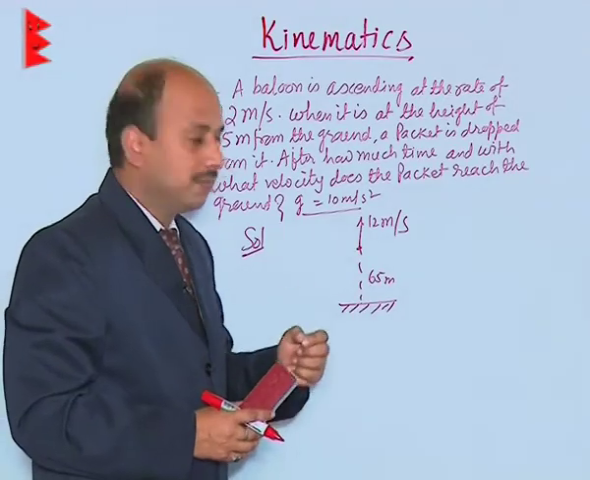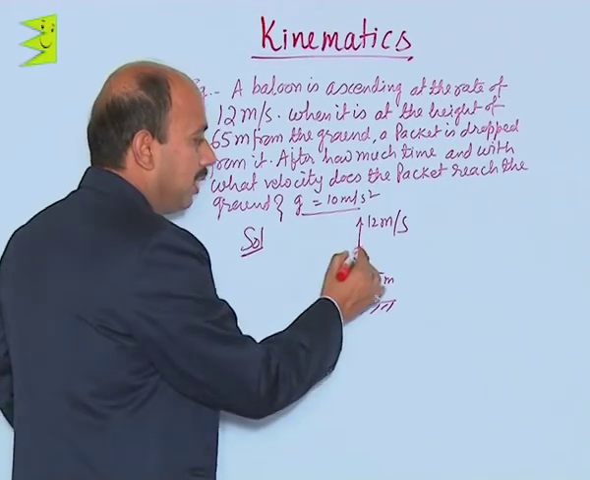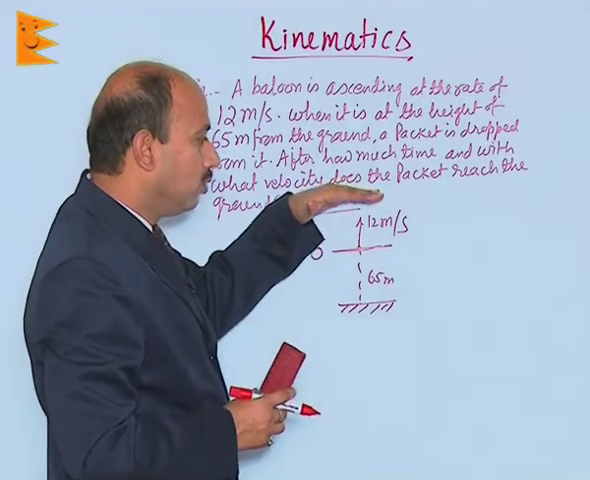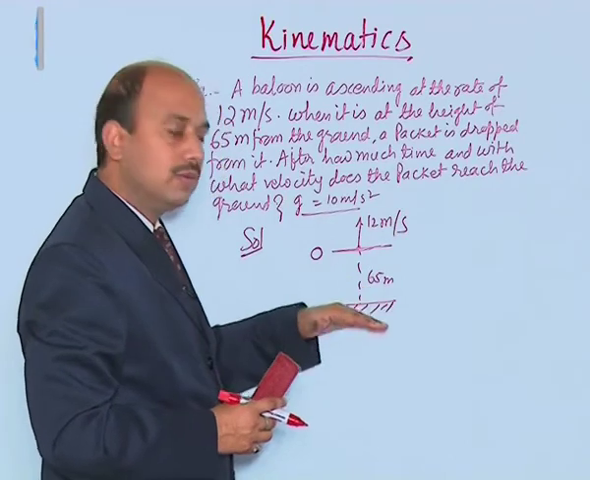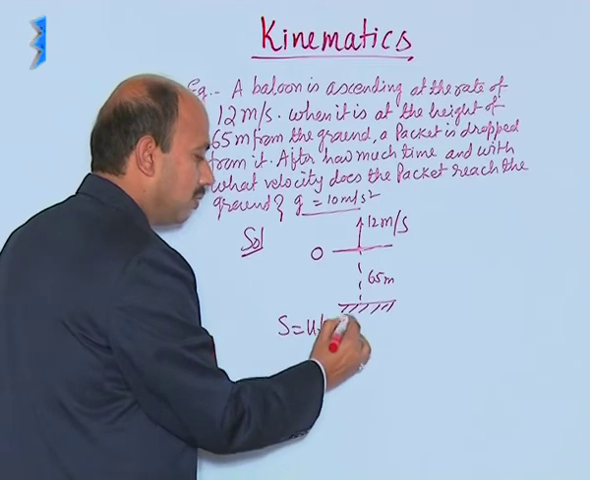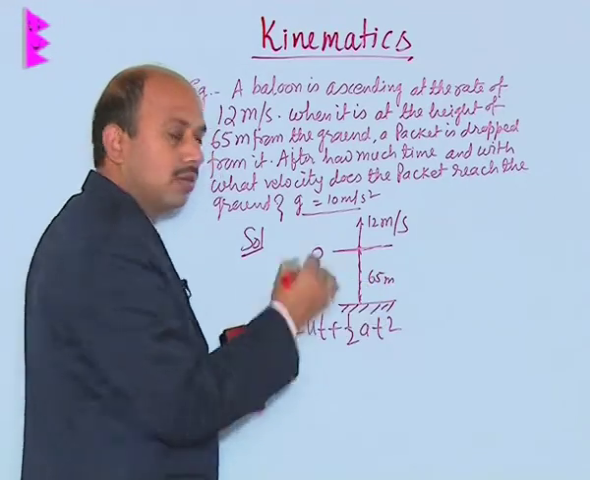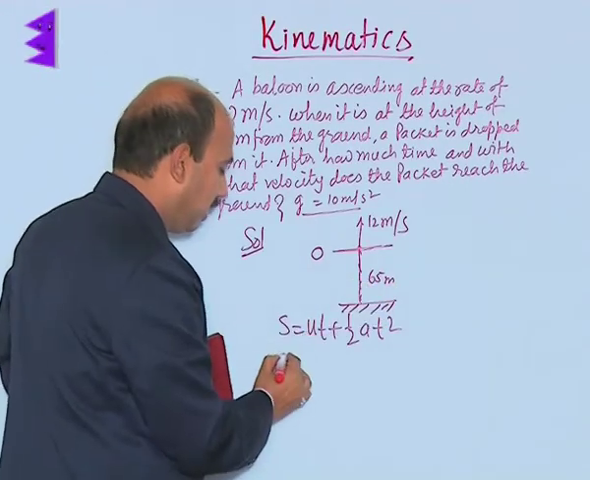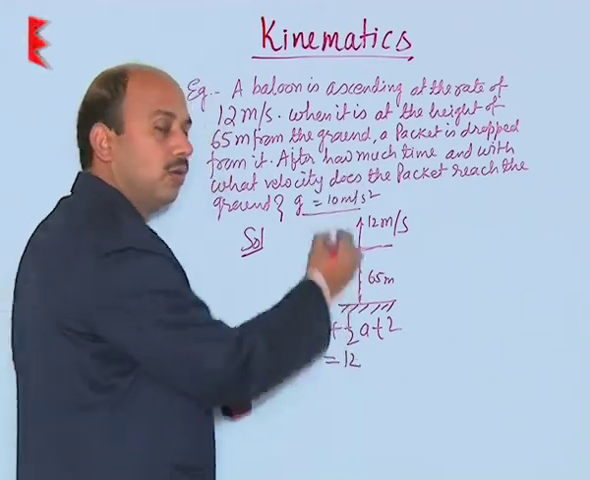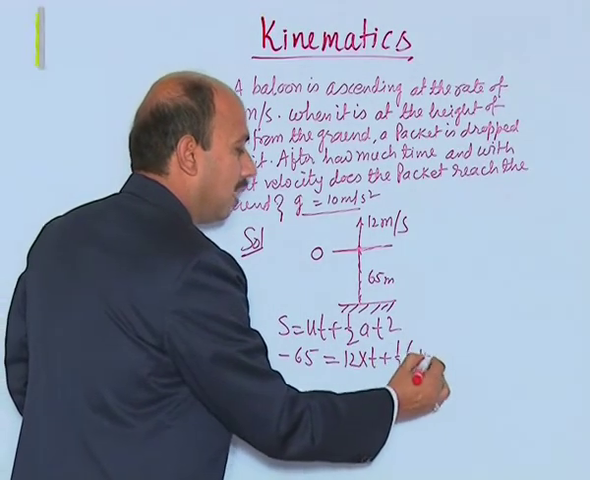When the packet is dropped, it has tendency to go up with the same speed of 12 meter per second. We consider this point as origin. Every parameter upward to this origin we take positive and downward to this origin we take as negative. So, we know this formula S is equal to ut plus half at square. See, displacement is downside because the balloon has to cover the displacement 65. So, we can write minus 65 is equal to u, which is 12 because up to the origin, into t plus half minus 10 t square.